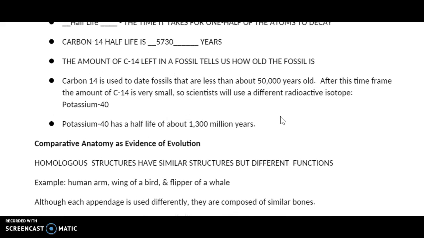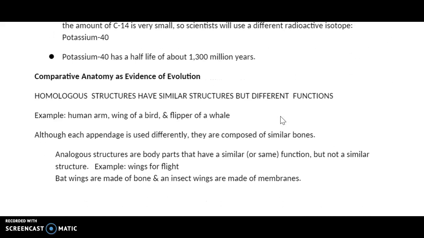Comparative anatomy as evidence of evolution. We have what are called homologous structures. We talked about homologous when we talked about chromosomes. That means they are similar. When we talked about homologous chromosomes, they were the same size, shape, and had genes in the same locations. Well, homologous structures have a similar structure, and they look kind of the same, but their functions are different.